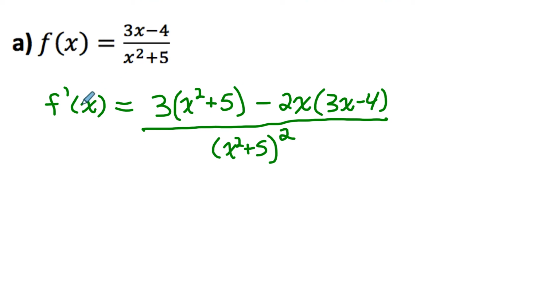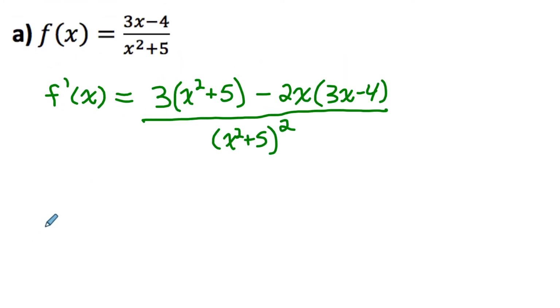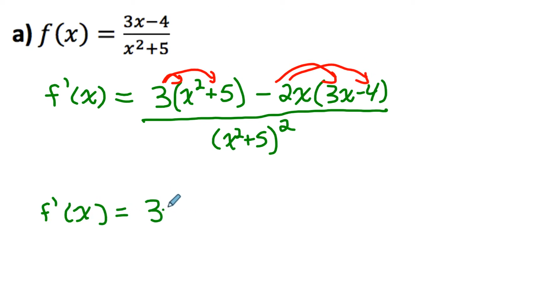So keep in mind the numerator is not in factored form right now. I can tell that because of this minus sign. So we cannot start canceling any factors because the numerator is not in factored form. So what we do is we expand it out, collect any like terms, then see if we can get it back into factored form. So let's expand out the numerator of our derivative. So let's distribute the 3 and the negative 2x. When I do that, I would get 3x squared plus 15 minus 6x squared plus 8x.